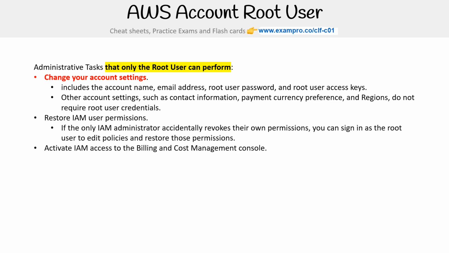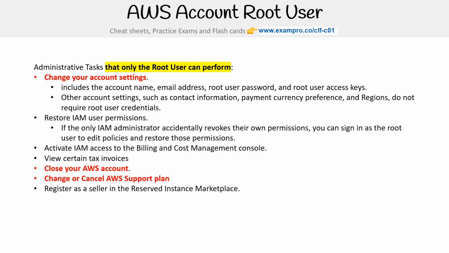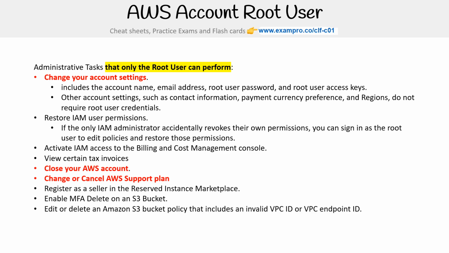You can also activate IAM access to the billing and cost management console. You can view certain tax invoices. You can close your AWS account. You can change or cancel your AWS support plan. Register as a seller in the reserved instance marketplace. Enable MFA delete on S3 buckets. Edit or delete an Amazon S3 bucket policy that includes an invalid VPC ID or VPC endpoint ID.